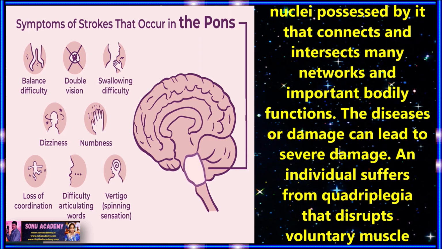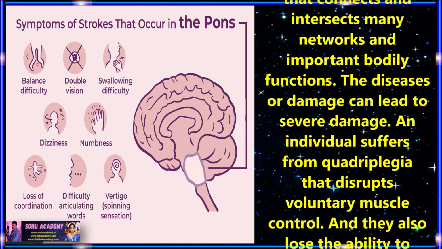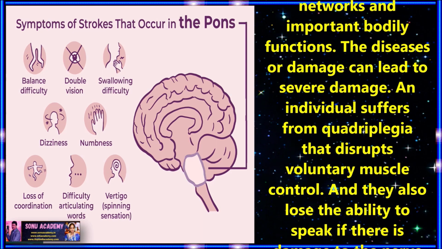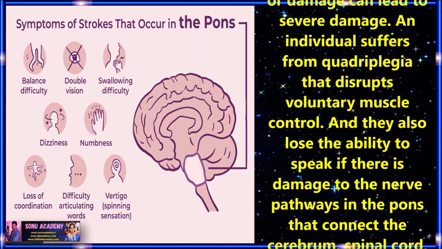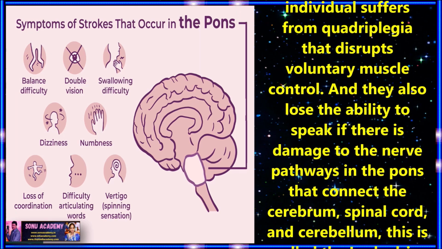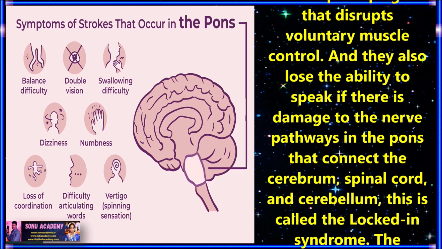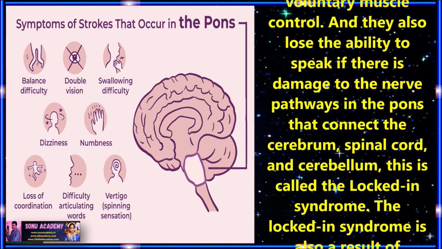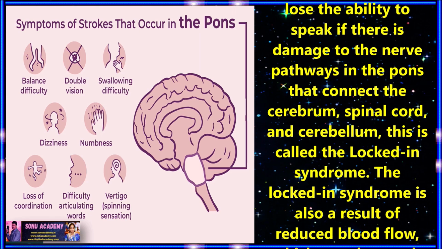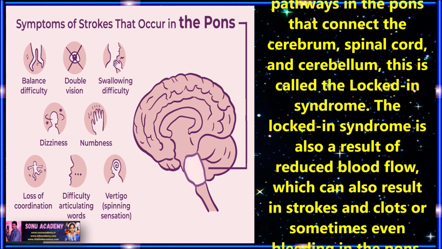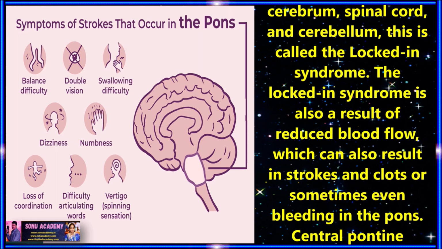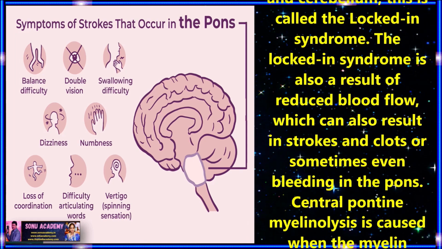An individual who suffers from this damage has disrupted voluntary muscle control and also loses the ability to speak if there is damage to the nerve pathway in the pons that connects the cerebrum, spinal cord and cerebellum. This is called locked-in syndrome. Locked-in syndrome can also be a result of reduced blood flow, which can also result in strokes and clots or sometimes even bleeding in the pons.